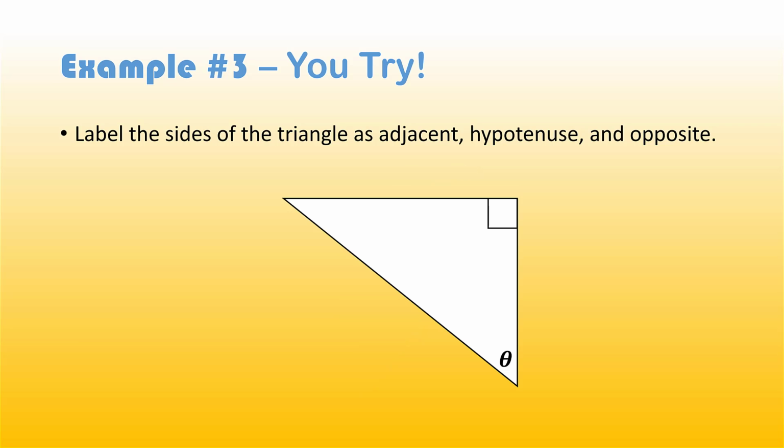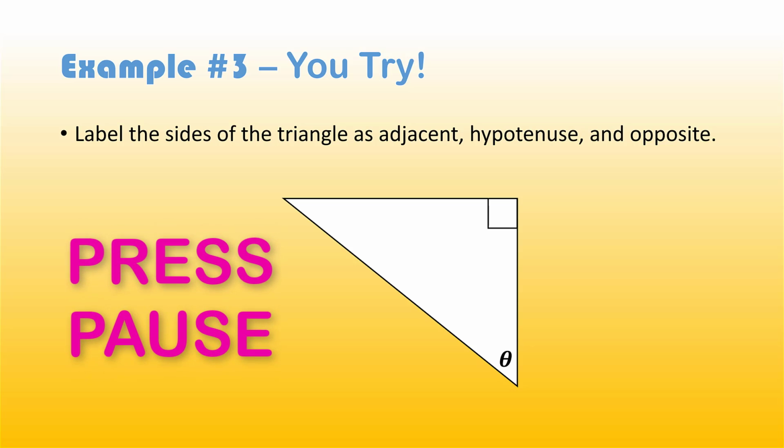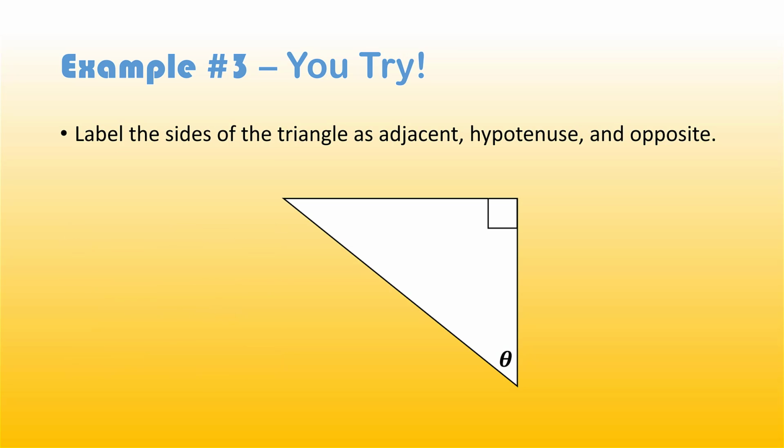Okay, you guys try. Hit pause, try it, and label all three sides. Okay, so the hypotenuse is across from the right angle, so it's on the bottom left there. Opposite's going to be on the top here, because it's across from theta. And then the side on the right is the adjacent, because it's right next to my angle of reference.